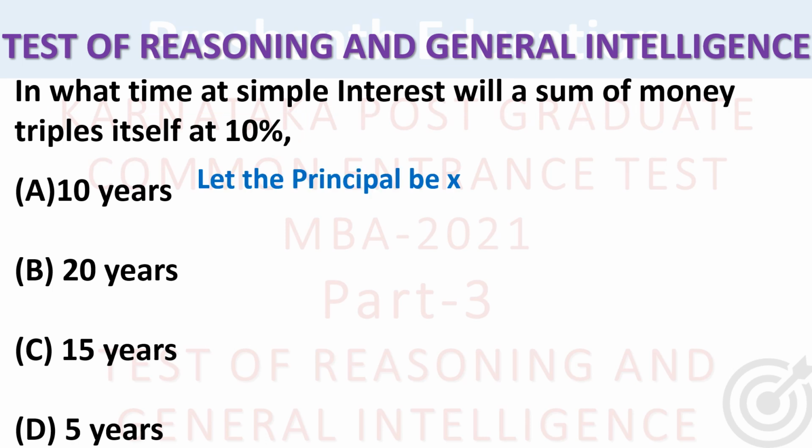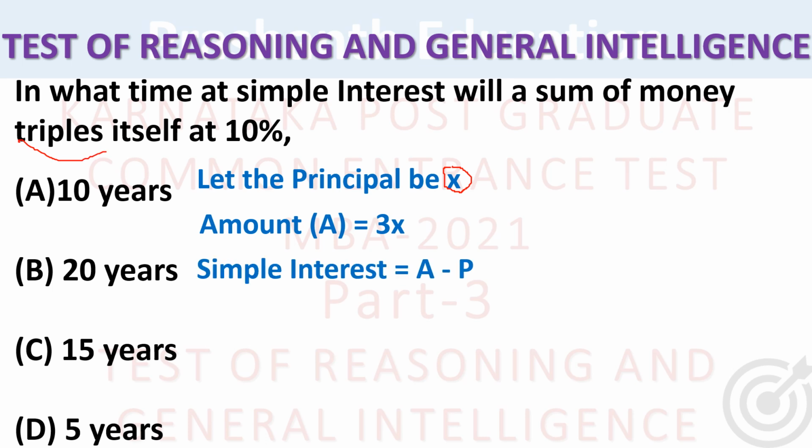Now what we will do is let the principal be x. Then the amount, which means your interest as well as your principal, will be 3x. Why? Because they are telling us the money triples, so the amount will be 3x. Then simple interest, as you know, the formula is amount minus principal, so simple interest will be 3x minus x, which is 2x.